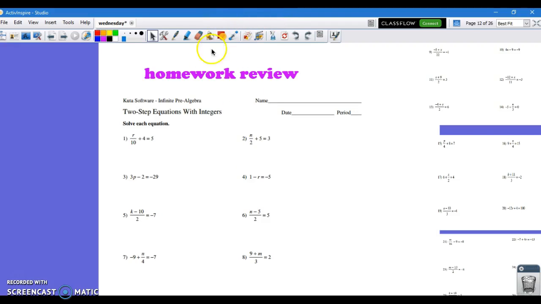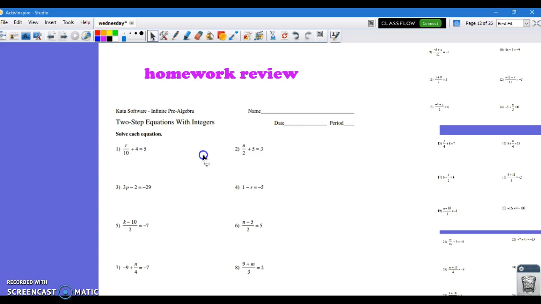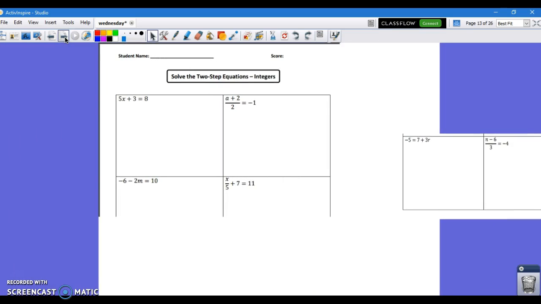Okay, this recording is for the pre-algebra classes. We are doing one-step and two-step equations. So things are a little bit hectic right now in class because some of you guys are still working on a sheet that looks like this, and others are working on a sheet that looks like these.